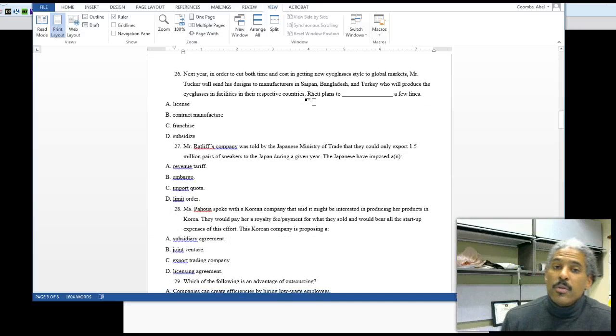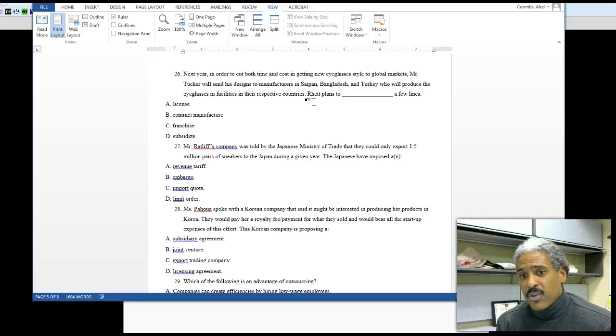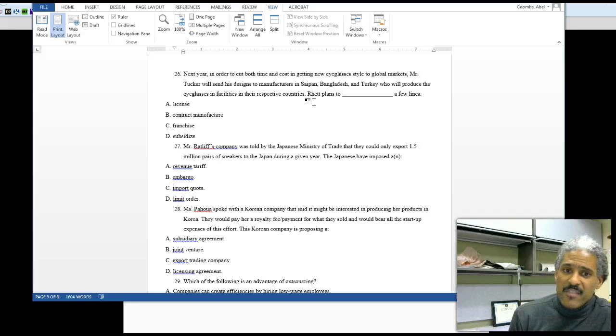Let's continue on. Now we're into the multiple choice. 26. Next year, in order to cut both time and cost in getting new eyeglass styles to global markets, Mr. Tucker will send his designs to manufacturers in Saipan, Bangladesh, and Turkey, who will produce the eyeglasses in facilities in their respective countries.